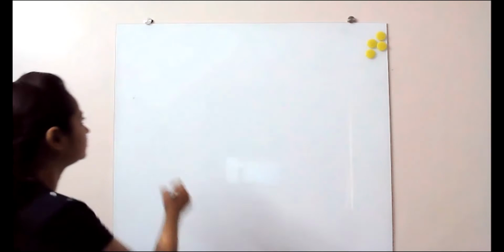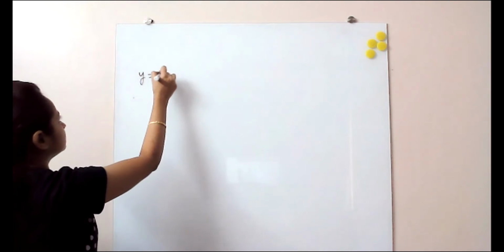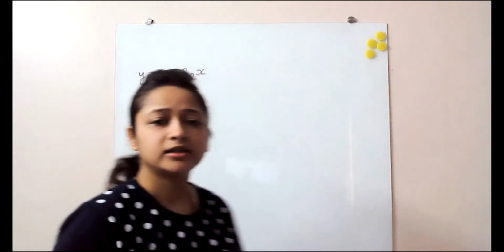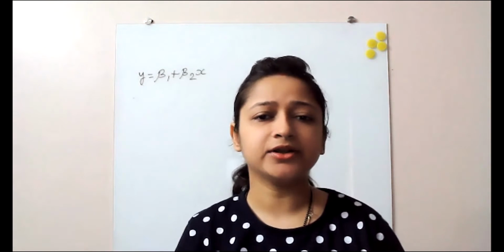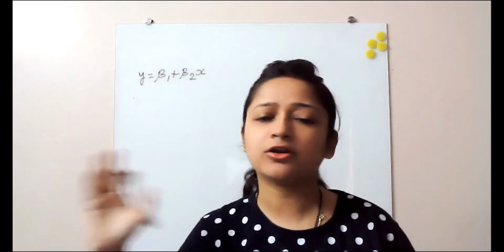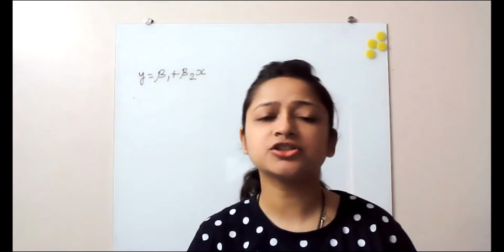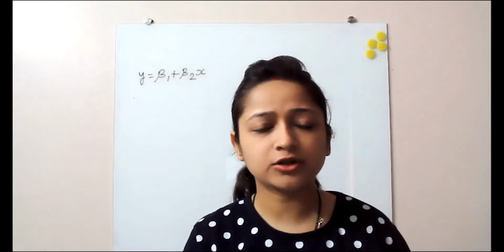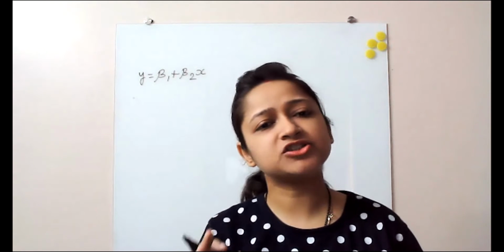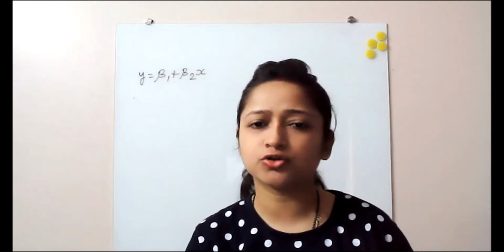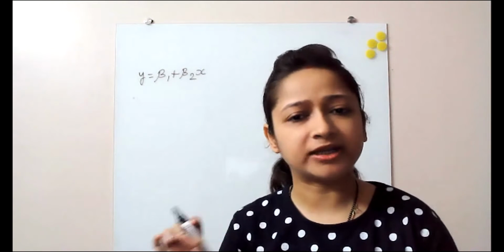Now, I am again using that equation. We can understand that if our x changes, our y will also change. How will x change? If beta 2 is 0.40, then y will change every time x changes. For example, I am writing that down.